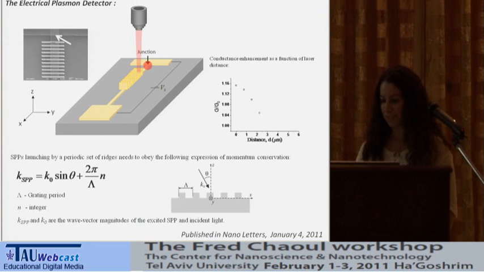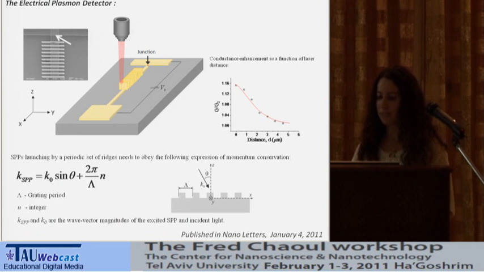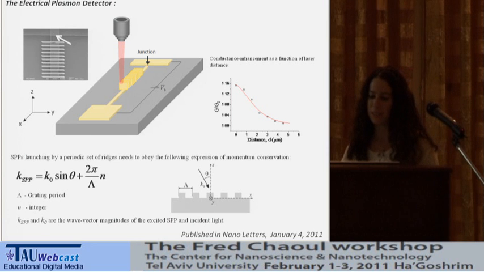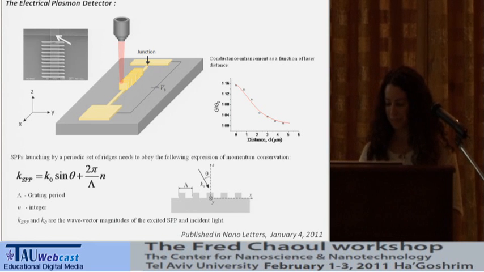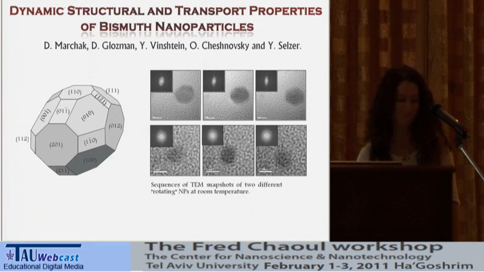So the conductance is reduced with increasing distance of the illumination. And then we can fit a photo-assisted transport model that is suitable for this non-monotonic curve, as you can see. So for more details, please come to my poster. Thank you.